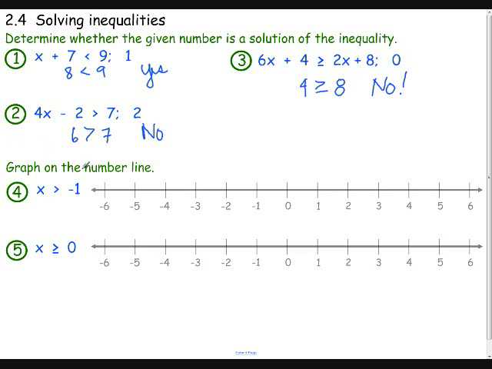Let's graph on the number line. This will be quick and easy for you to do. X is greater than -1, so we mark our boundary and we determine whether that boundary is an open dot or a solid dot based upon whether or not an equals is here. No equals, open dot. And this says greater than. How about this one? Here our boundary is at 0, open dot or closed? It's got the equals, so it's closed. And we're going to say greater than. So that's how you would graph that.